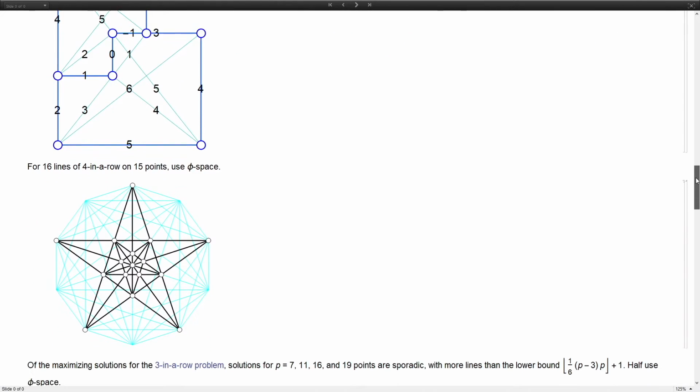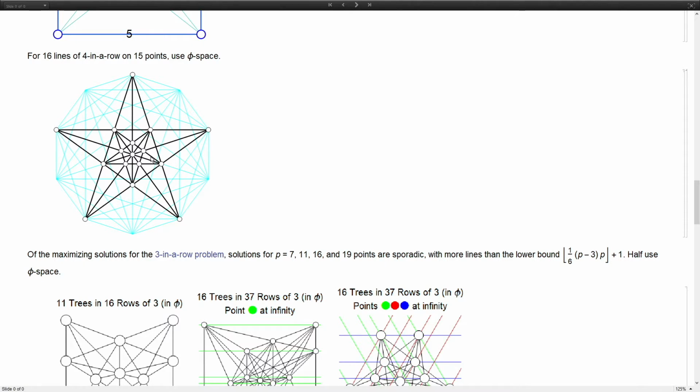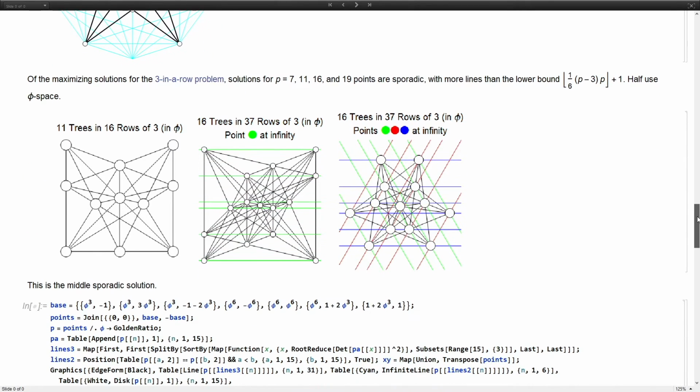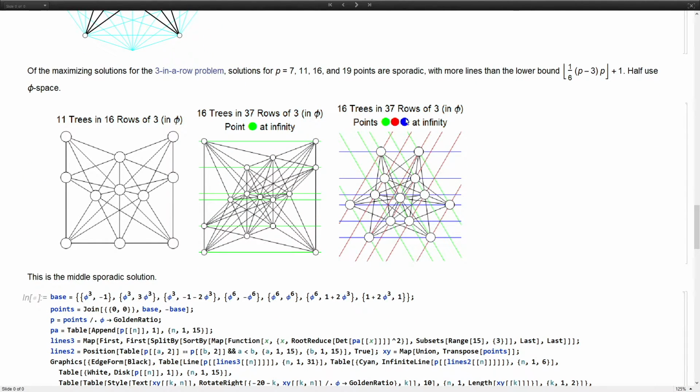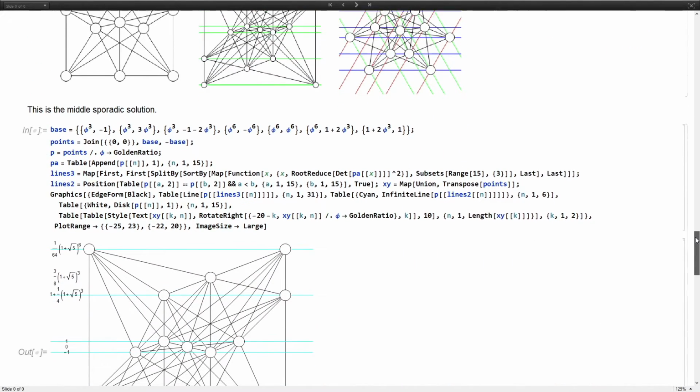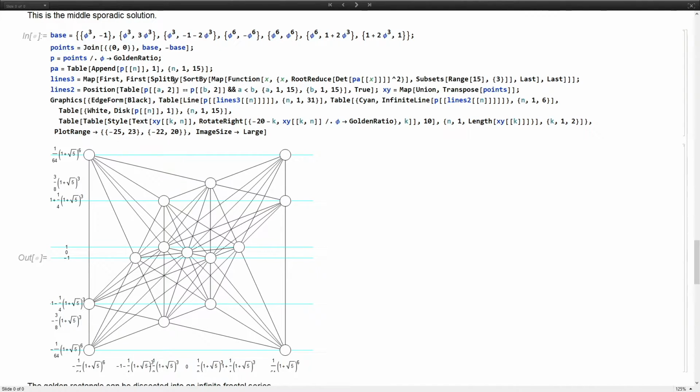If you want to solve the 4 in a line problem, here's a method with the golden ratio based on points of a dodecahedron and its diagonal intersections. For the 3 in a line problem, this was recently solved by, I can't remember his name, but there are 4 sporadic solutions for this 3 in a line problem. And here are 3 of them right here. All of them use the golden ratio. And the middle one here, the points and everything are based on powers of the golden ratio and combinations.